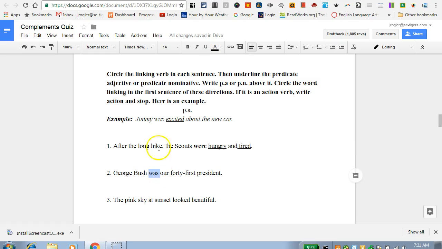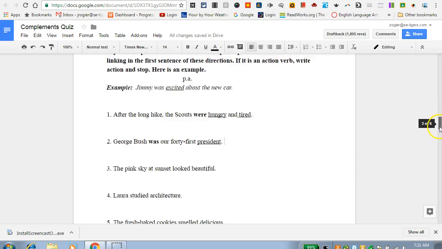Over here, George Bush was our 41st president. That's our linking verb. And then that goes with president, which is going to be underlined. That is the predicate nominative. President is a predicate nominative.